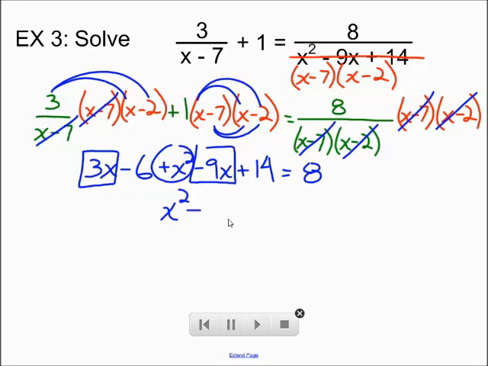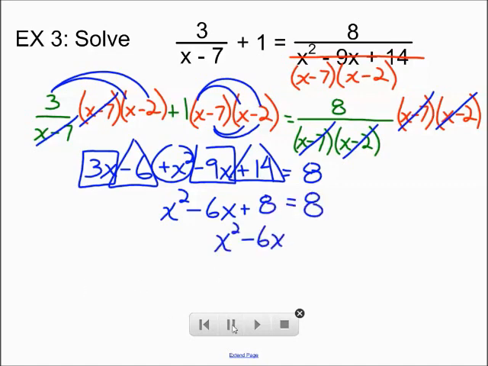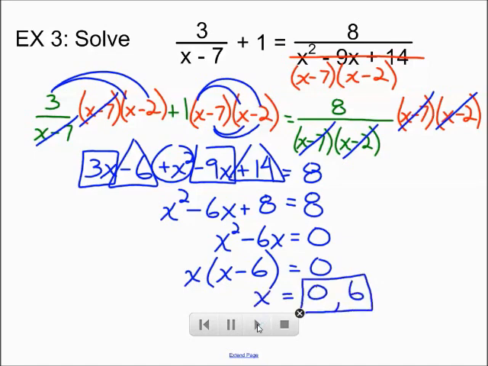Combine like terms on the left side. Let's subtract 8 from both sides. And then probably the easiest way to solve this equation is to factor again. Let's factor out a greatest common factor of x, and then use the zero product property to say that our solutions are 0 and positive 6. Again, you want to make sure that you have solutions that do work in the original equation. This one should be fine.